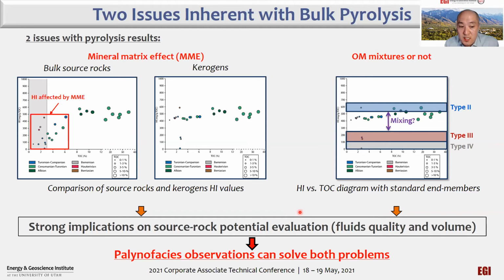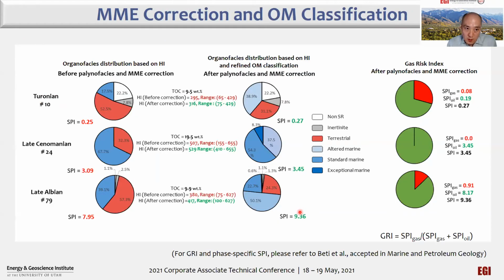And our studies demonstrated that pyrenofacies can solve both problems. With this slide, I would like to show you what differences you will see before and after pyrenofacies and MME correction. So firstly, the average HI values increased after MME correction. And after pyrenofacies, you would get a more detailed classification for organic matter.